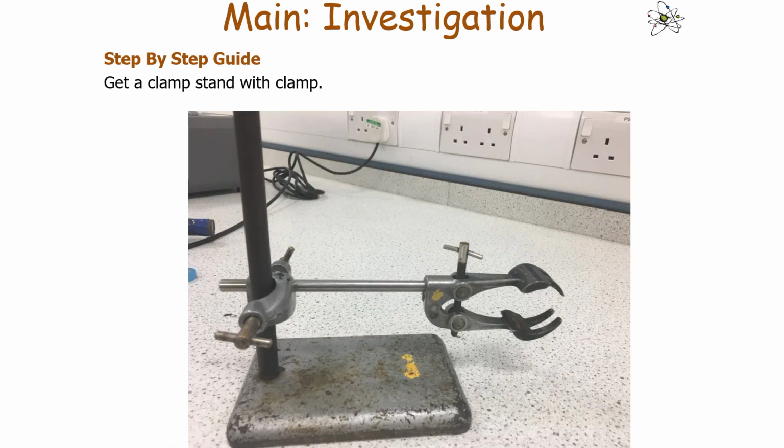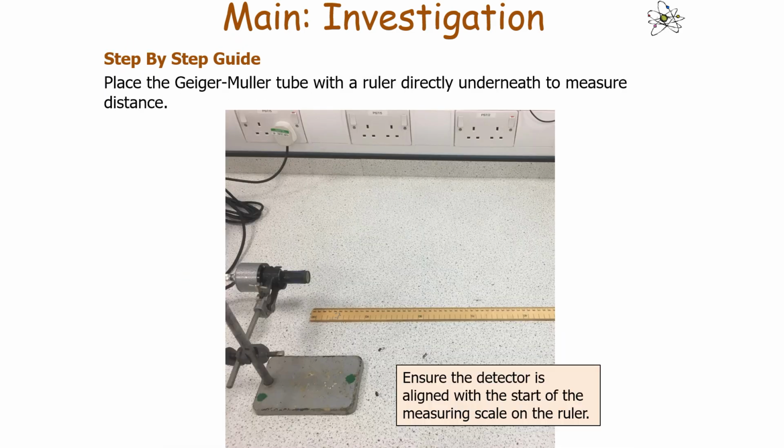Once this is done, you would get a clamp with a clamp stand. You would then place the Geiger-Müller tube with the ruler directly underneath it to measure the distance. It's very important you ensure the detector is aligned with the start of the measuring scale on the ruler, otherwise you would get a zero error on your results.